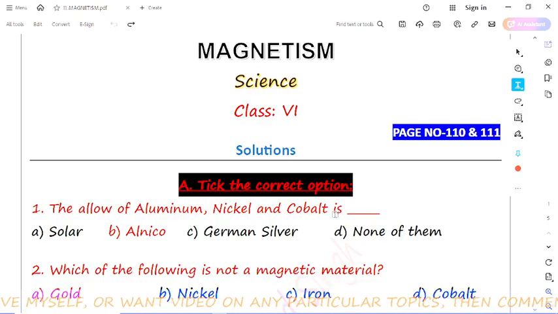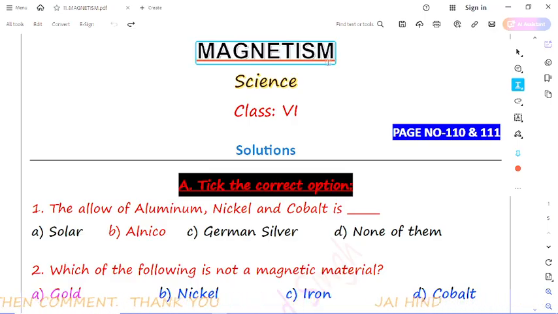Today in this video, I'm going to do the book matter along with the question answers for the Science of class 6, and the chapter name is Magnetism. So first, let me start the book matter.